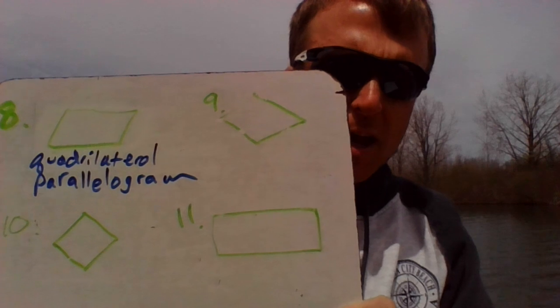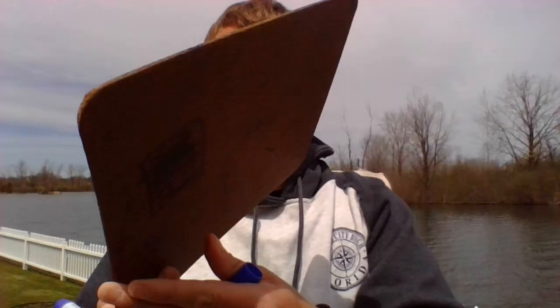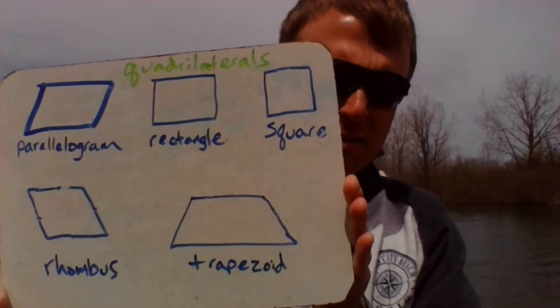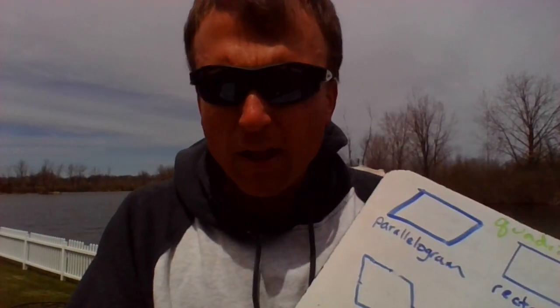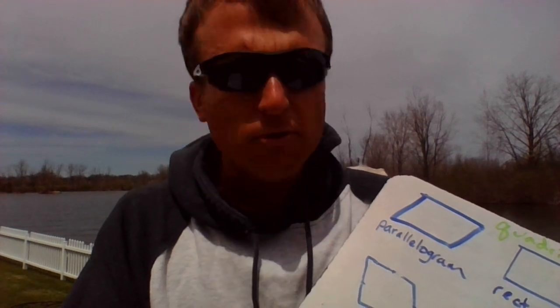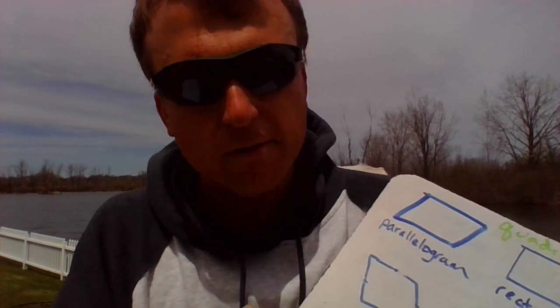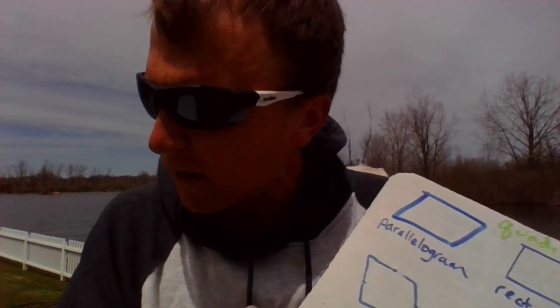So, parallelogram. Yeah, we know it has two pairs of parallel lines, so we're going to name it a parallelogram. We already said we can't name it a rectangle or square from our thing right here. Now, the only other thing we have left is a trapezoid, but we can't name it a trapezoid because it has only one pair of parallel lines.